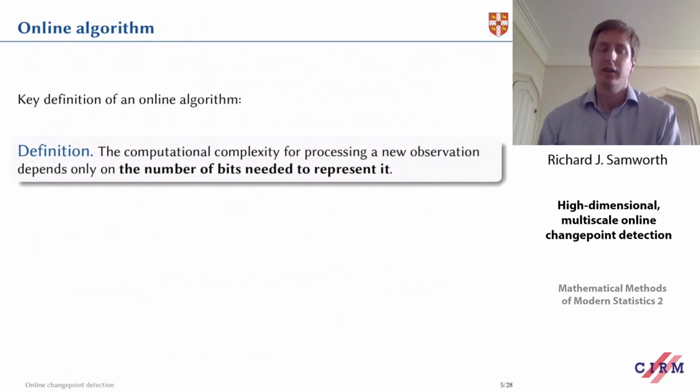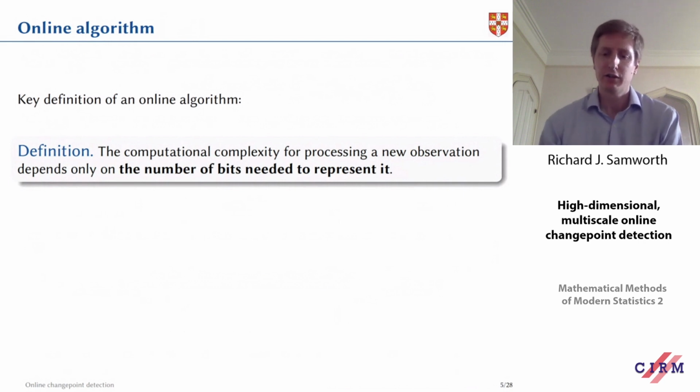So the starting point for our work on the online problem was to come up with an appropriate definition of an online algorithm. And this turns out to be quite restrictive, but also quite important. So we'll say that an algorithm is online if the computational complexity for processing a new observation depends only on the number of bits needed to represent it.